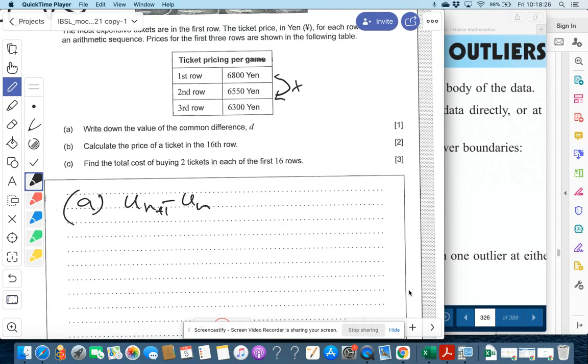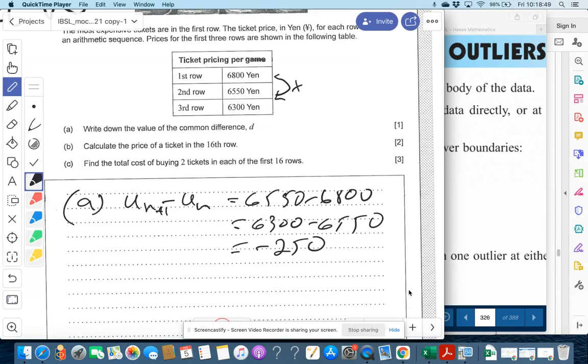So I just do 6,500 minus 6,800. And that's going to be the same actually as 6,300 yen minus 6,550. So I think I get a d value of negative 250. And we could put units on there and make it yen.